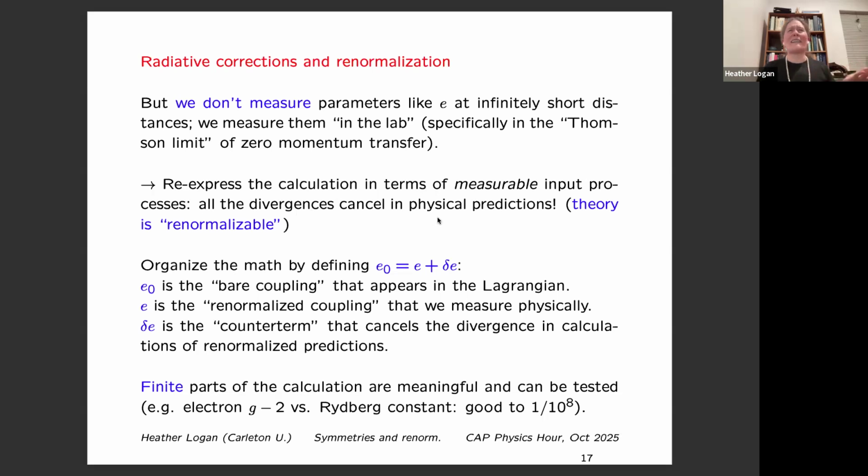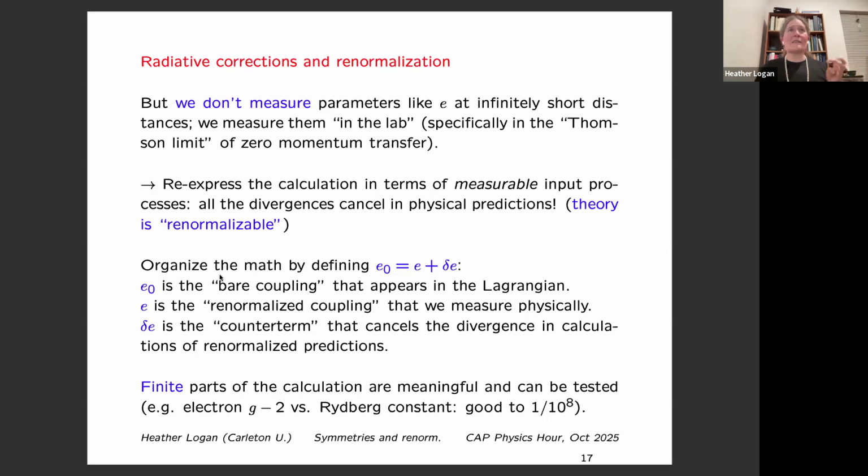All the divergences are going to cancel. Well, sorry, I should say, when you re-express these calculations to get predictions in terms of measurable input processes to fix the parameters of the theory, all of the divergences wind up canceling in physical predictions. And if a theory does this, that theory is called renormalizable.